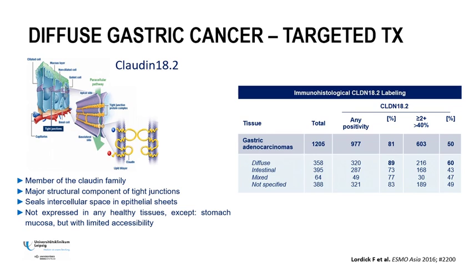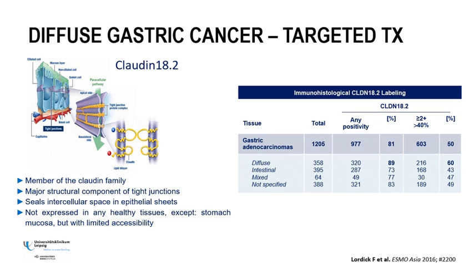There may be some hope now, especially for patients with diffuse type gastric cancer, in which an adhesion protein Claudin 18.2 is probably more prevalent than in the intestinal type of gastric cancer. What is Claudin 18.2? It is a member of the Claudin family, as the name suggests. It is a major structural component of the tight junction.